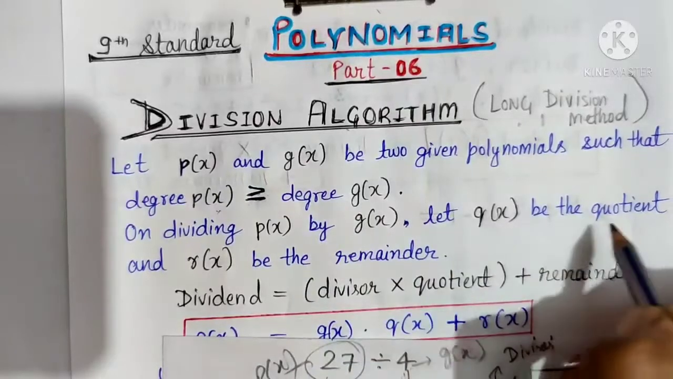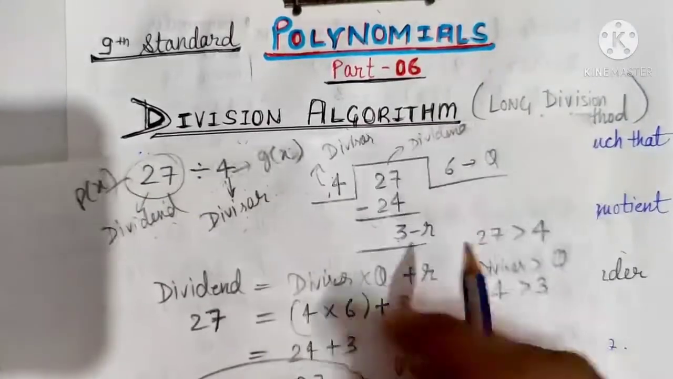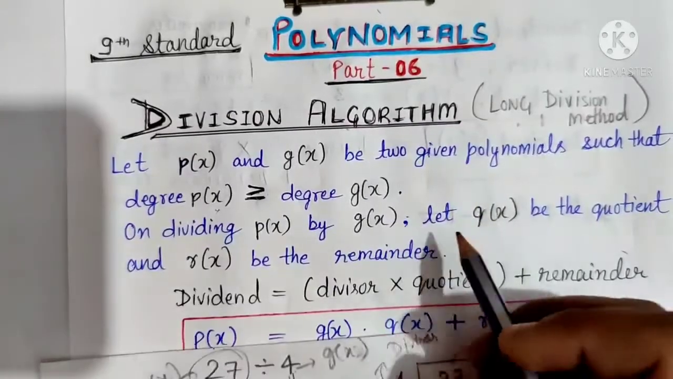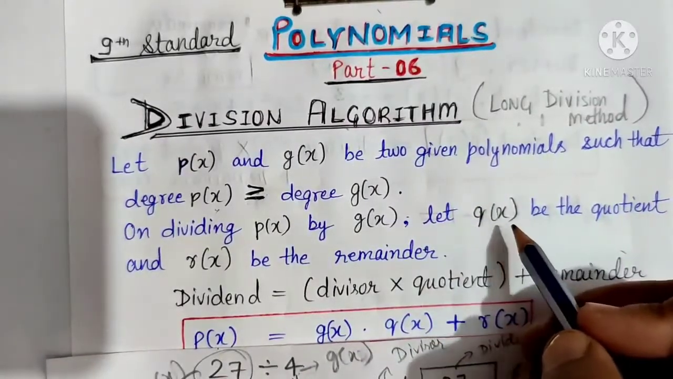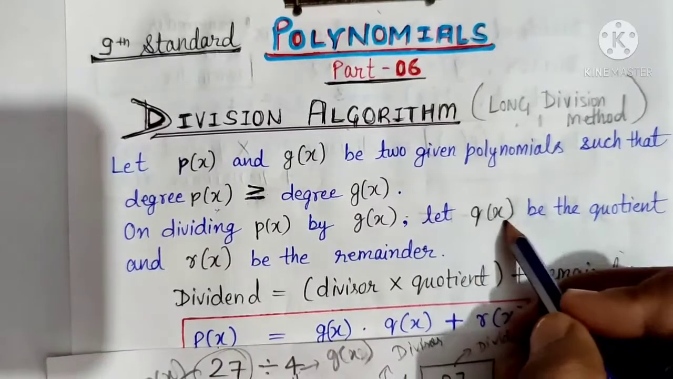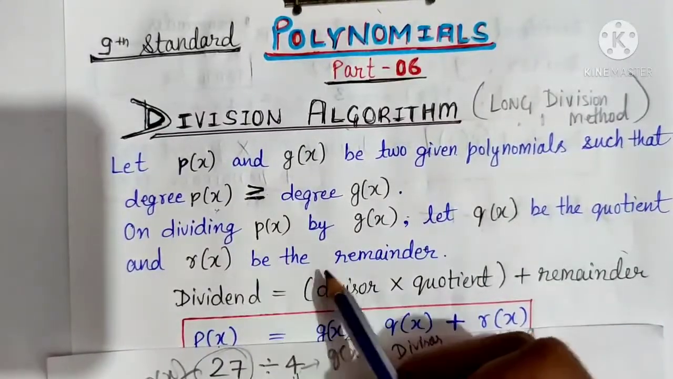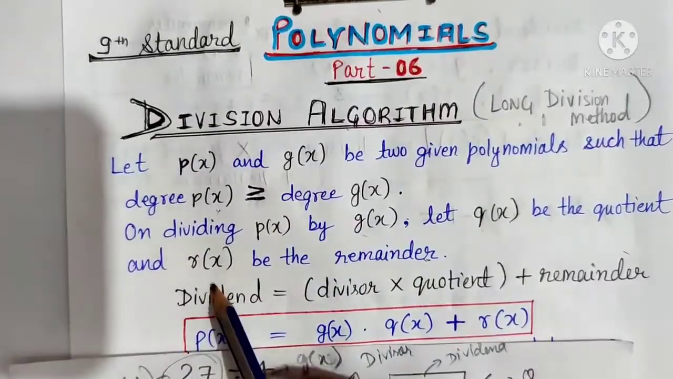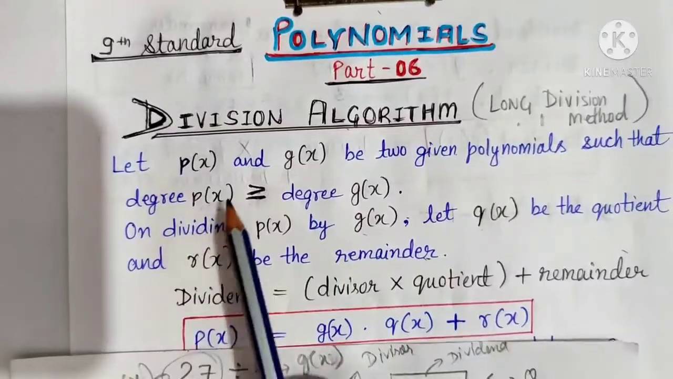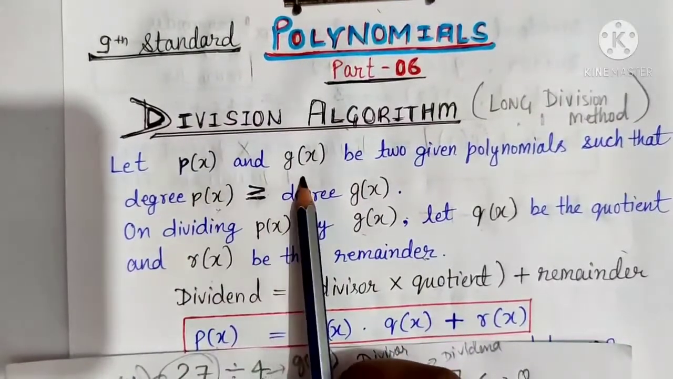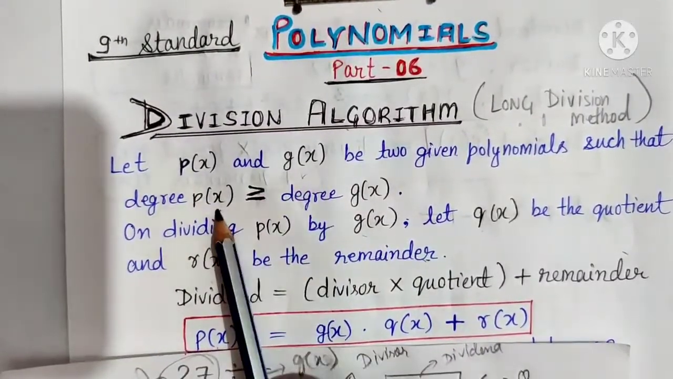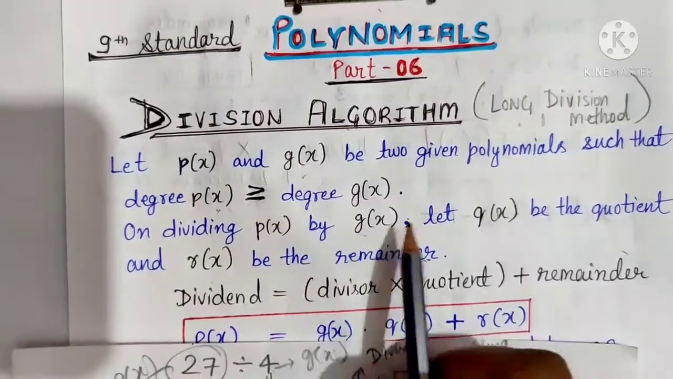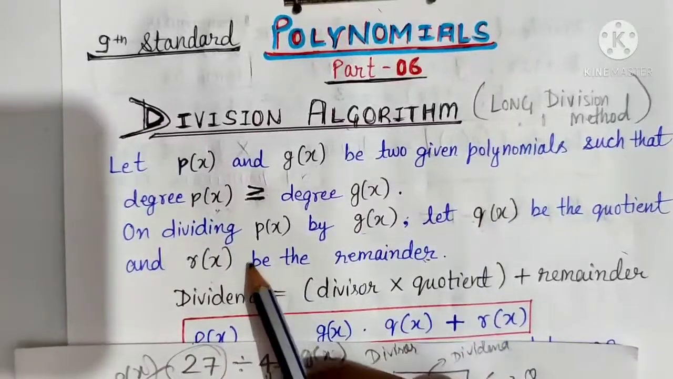let q(x) be the quotient. What quotient are we getting here? 6. 4 sixes, so 6 is the quotient. In the same way, q(x) is the quotient and r(x) be the remainder. What remainder do we get here? 3. So in this way we are getting the remainder r(x). We have assumed p(x) is the dividend, g(x) is the divisor, q(x) is the quotient and r(x) is the remainder.